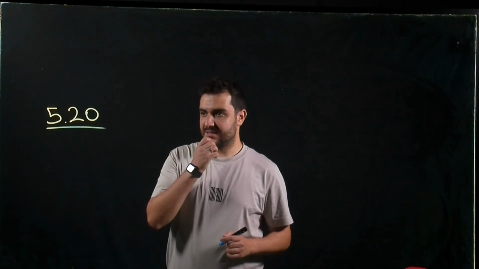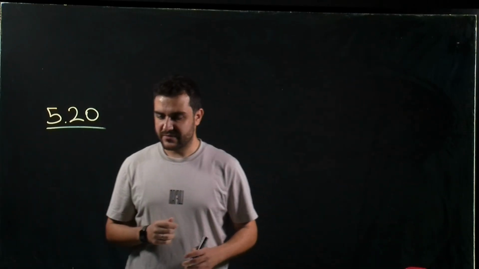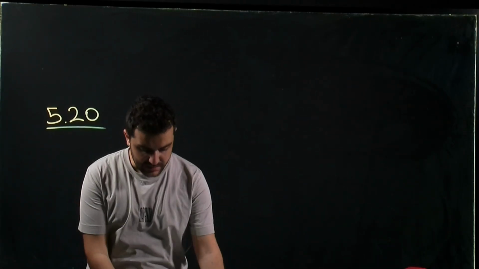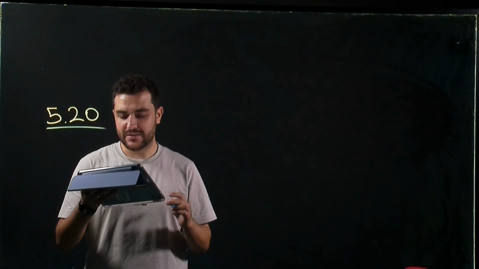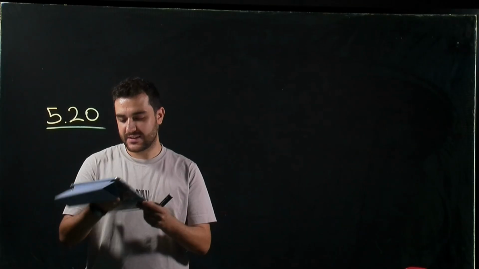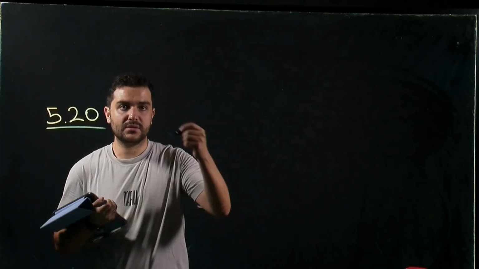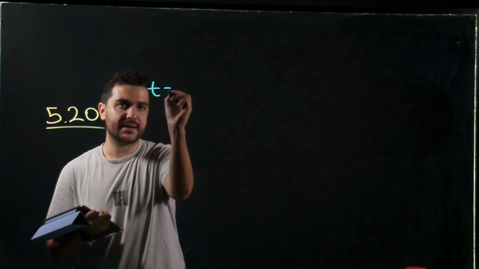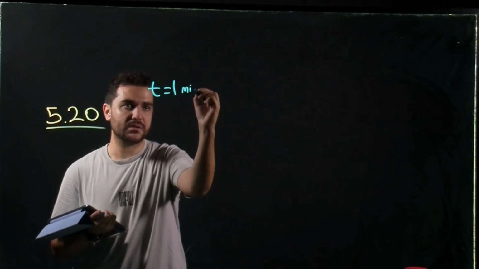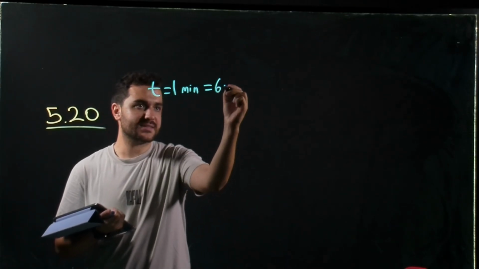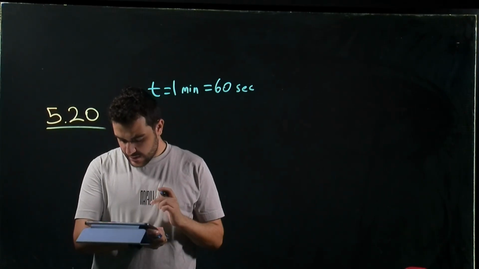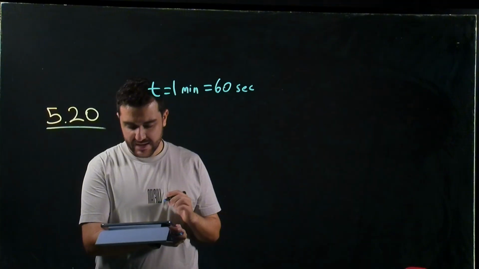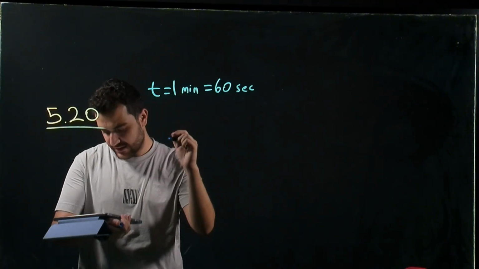Okay, let's continue with the third question. This is question 5.20. So here we have water from a pipe, and it is diverted into a weighing tank for exactly 1 minute. So we have t as 1 minute or 60 seconds. The increased weight in the tank is 80 kilonewton.